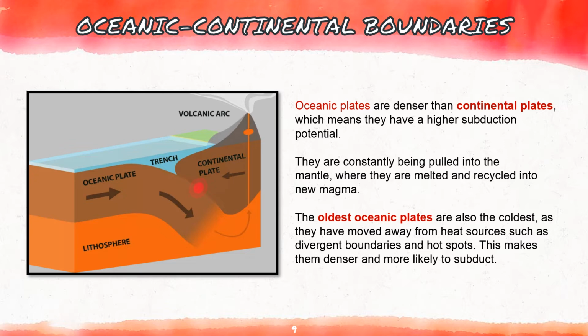So as you can see in the illustration, if an oceanic plate and a continental plate collide, the oceanic plate will be the one to be submerged under the continental plate.